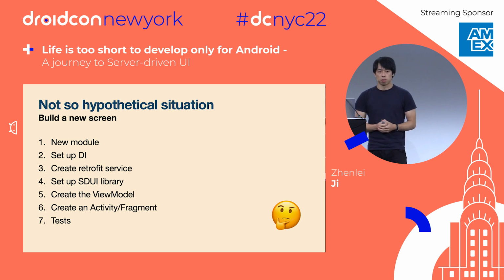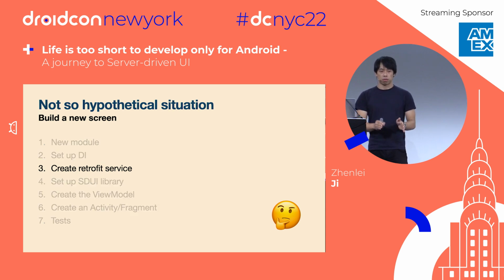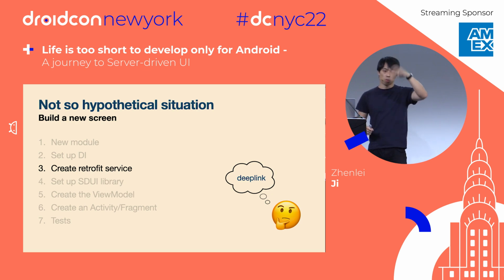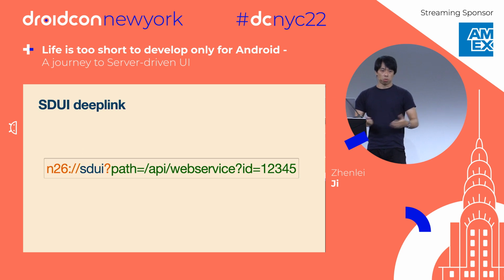So I started to think, what is the only thing that is different from those steps if you are building a server-driven UI? Create the Retrofit service. It's the only thing that is different, because they use a different path, a different request. So why not create a deep link for this? So imagine that we create a deep link that has a parameter, the path of the request. We pass this downstream from the view model until the Retrofit service and set up the Retrofit service. Then we can avoid all that boilerplate.